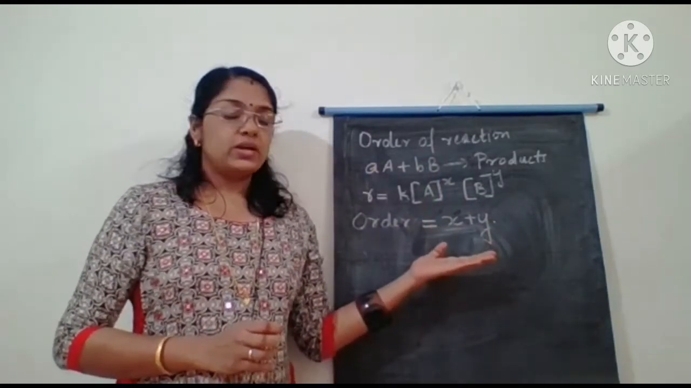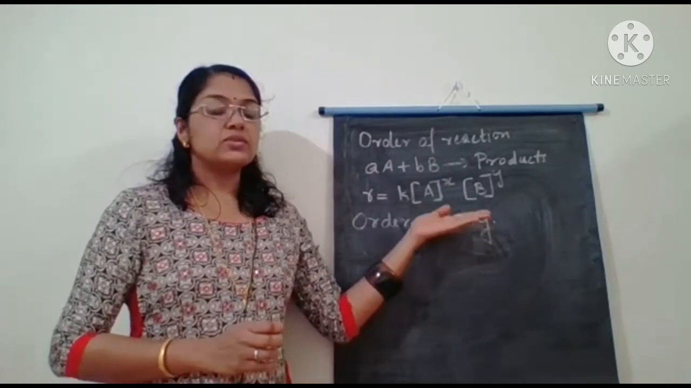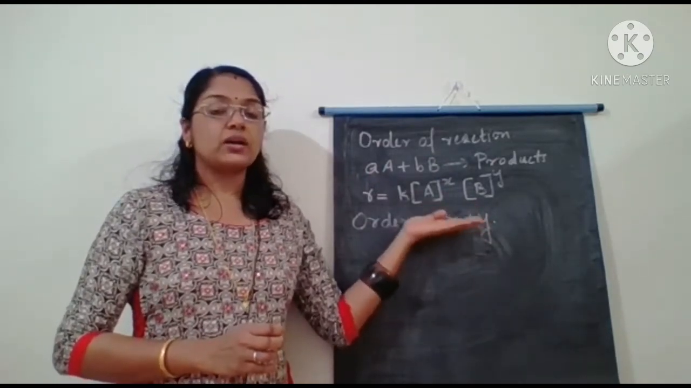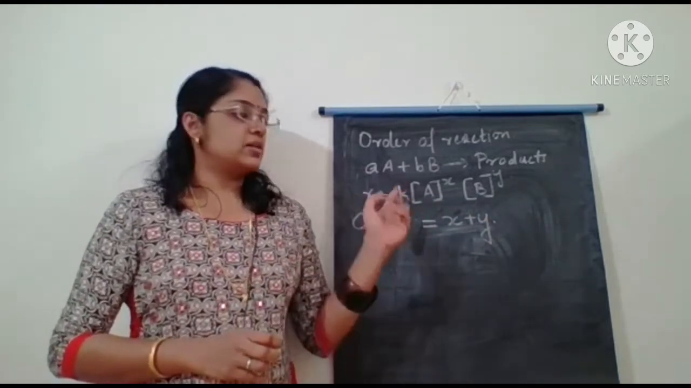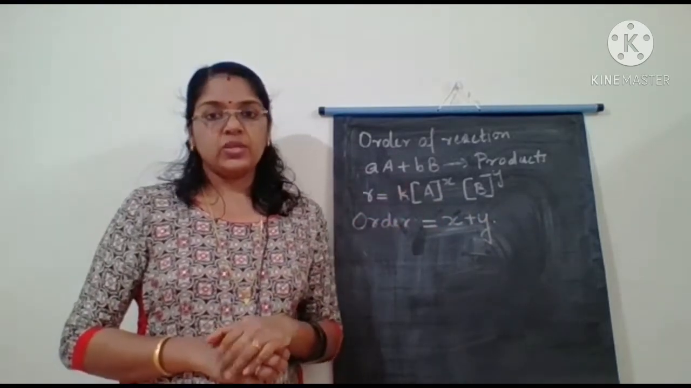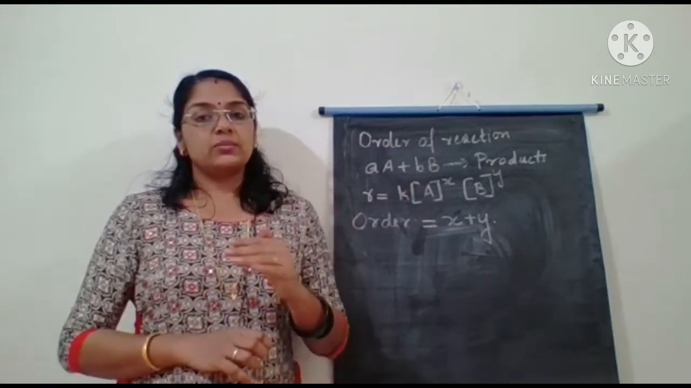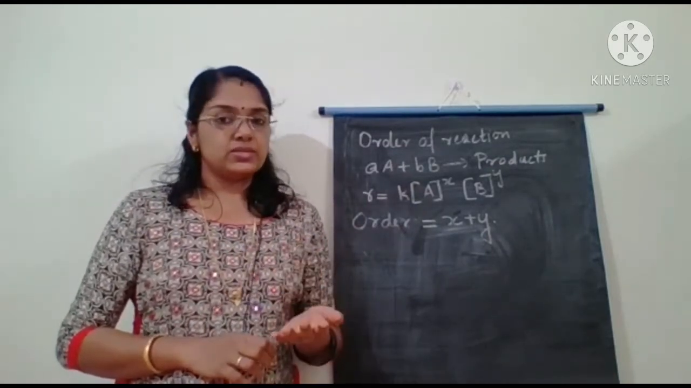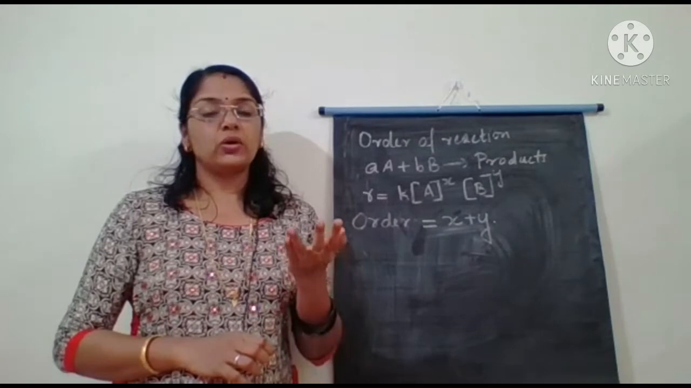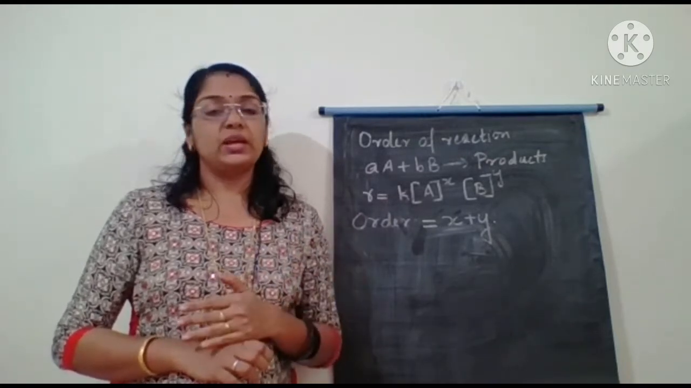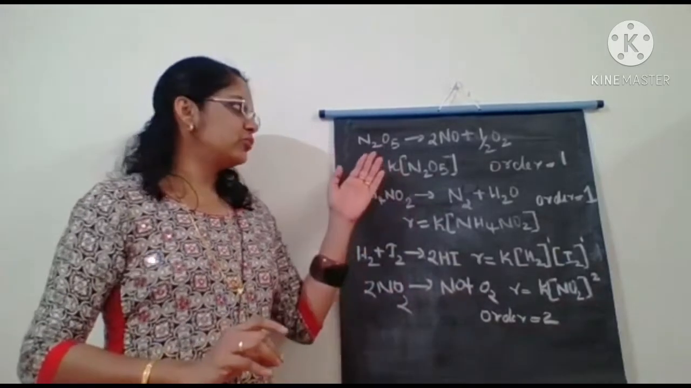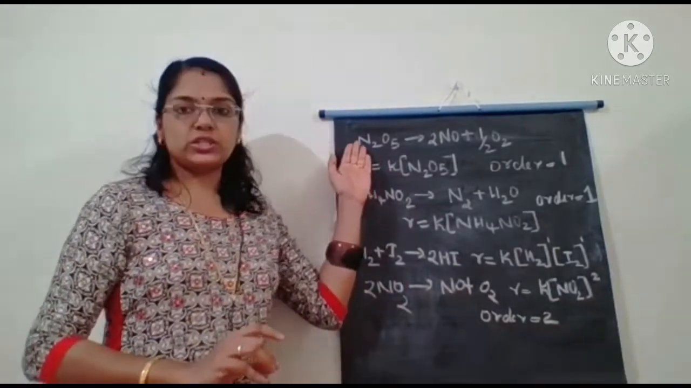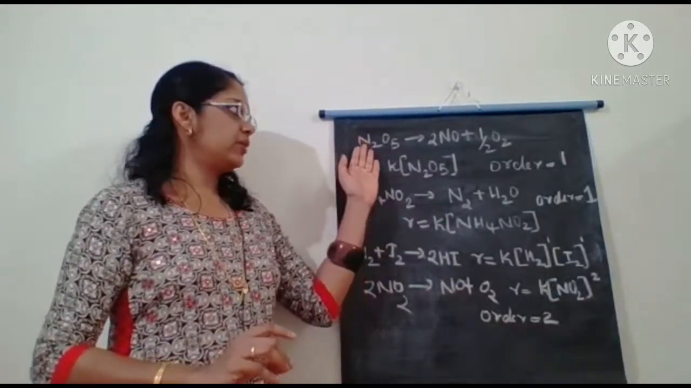Or it can be defined as the sum of the powers to which the concentration terms are raised in the rate expression, and this is termed the order of the reaction. The order of a reaction is determined experimentally, and it can be zero, fractional, negative, or any whole number. Let us discuss some examples, starting with the decomposition of N2O5, that is nitrogen pentoxide.